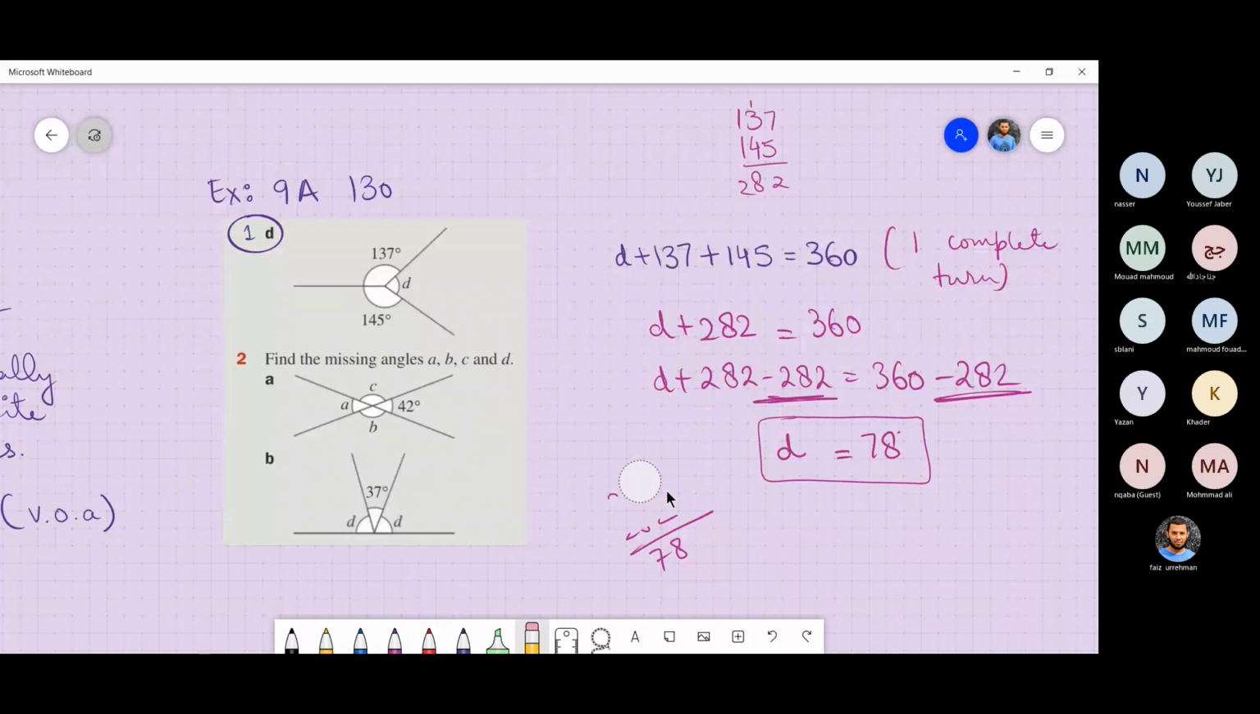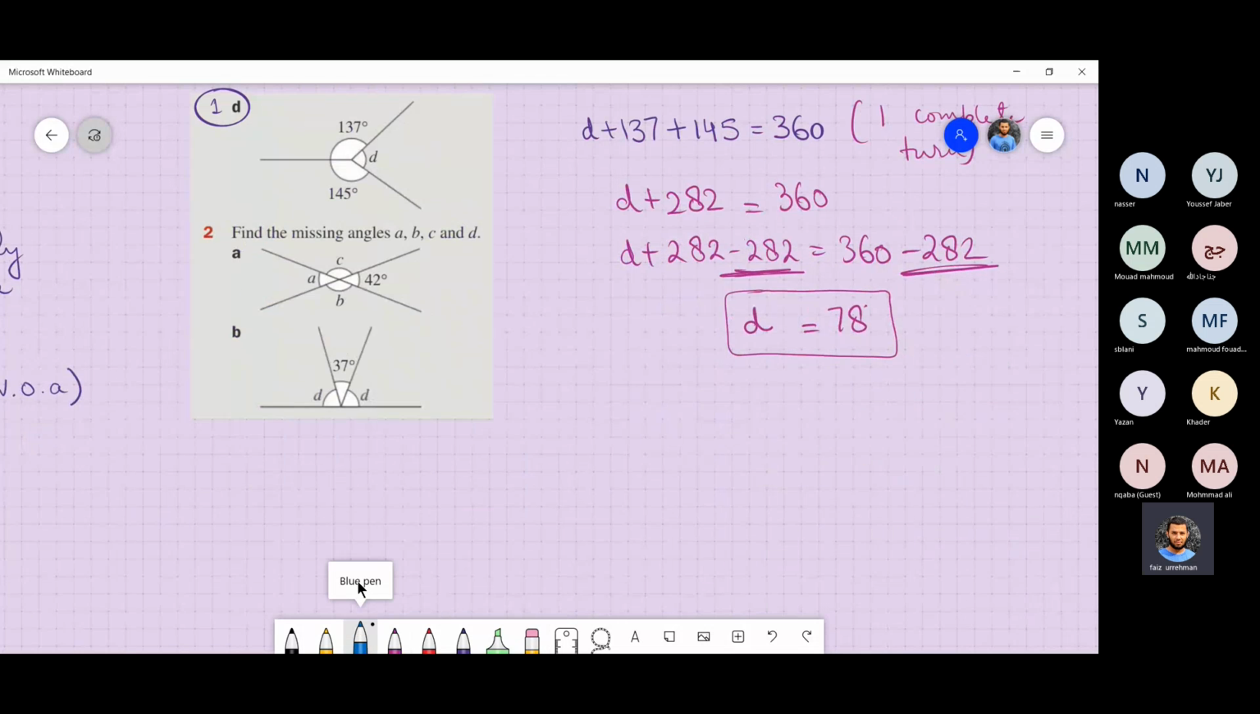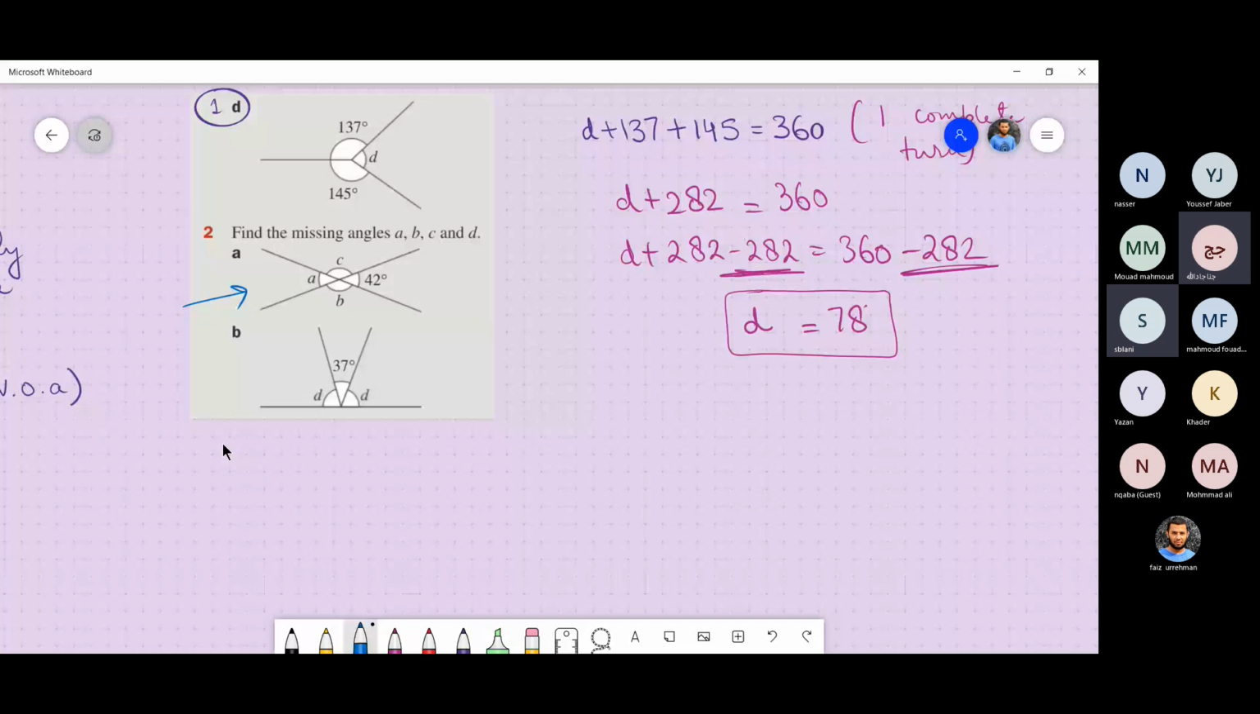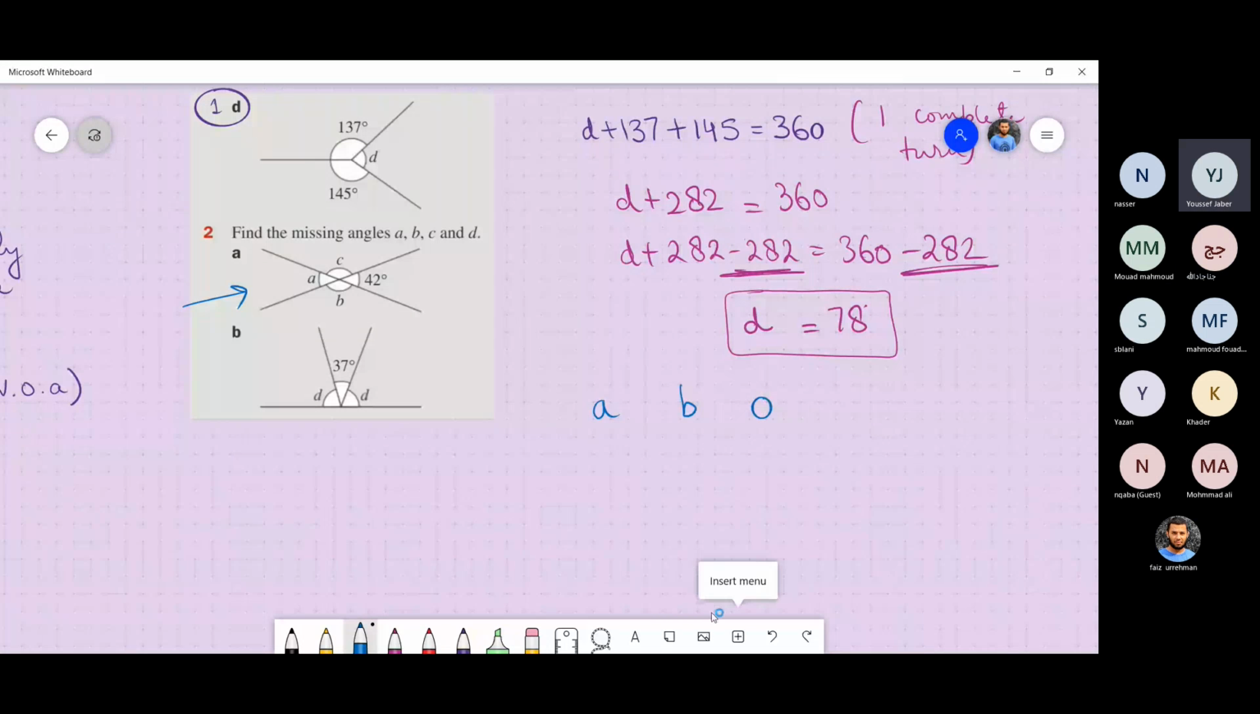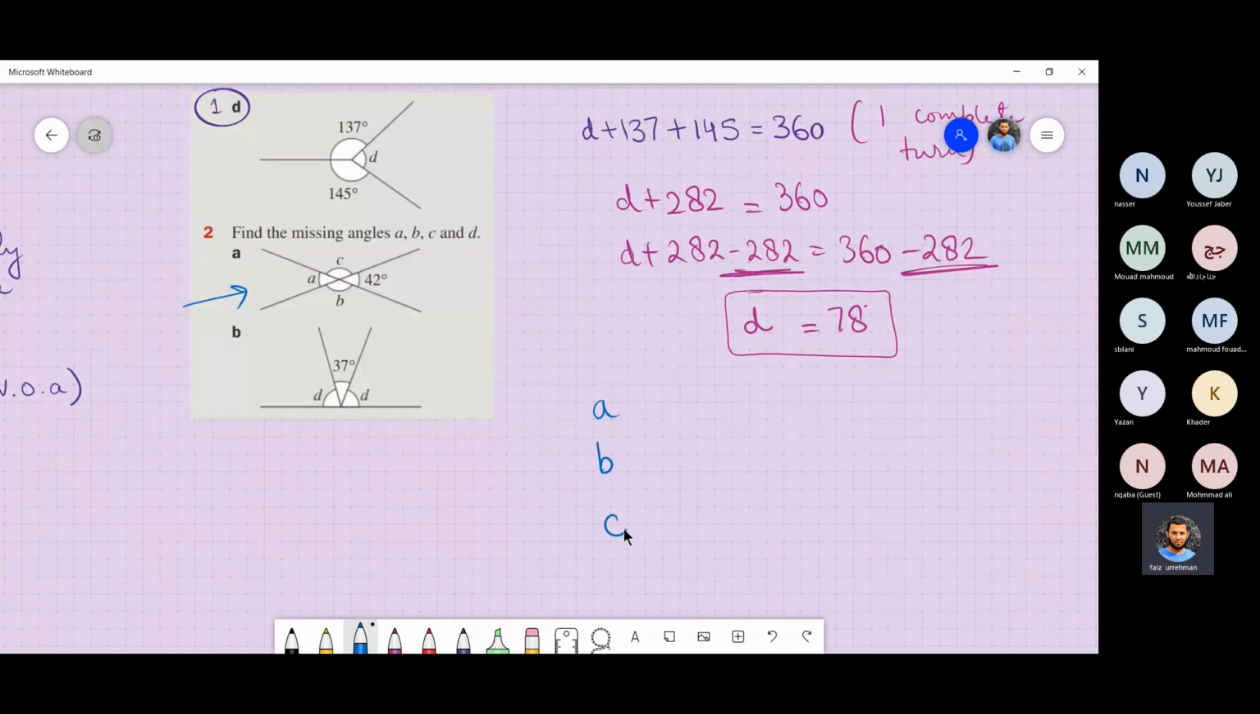Okay. What about question number 2B? 2B and 2A. Let's start from 2A. This one. How many variables are there? 3. In question number 2A, how many variables do we have to find? 3: A, B, and C. Right. Now, only one value is given. 42 is given. So, which angle is vertically opposite to 42?